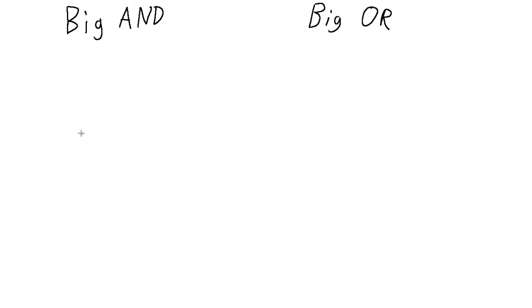So let's look at what happens when we have gates with more than two inputs, but they're still like AND and OR gates. So let's draw our big AND gate, right? So it kind of looks like a big letter D. And we said we've got multiple inputs, so however many that is.